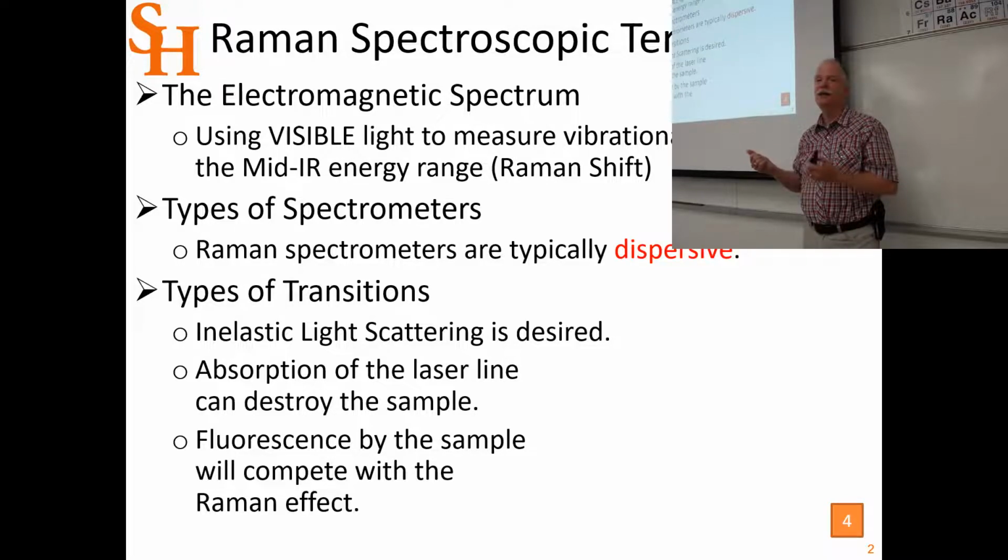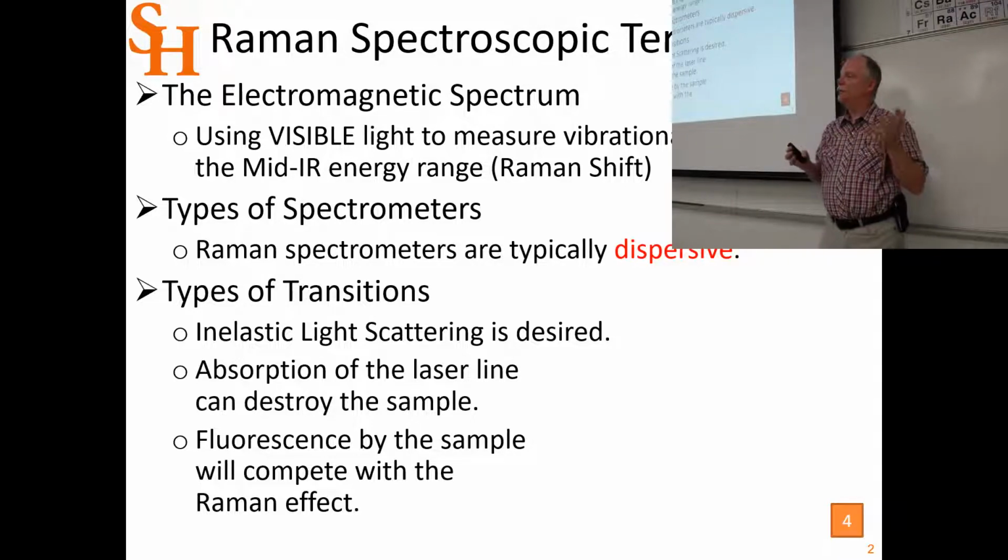So fluorescence is the enemy of Raman spectroscopy. That's something that you can write down as sort of a rule of thumb. You're always having this competition between the Raman signal and fluorescence.